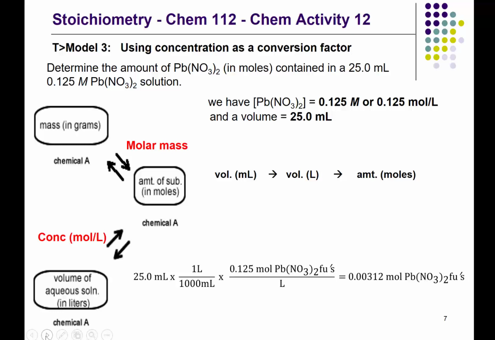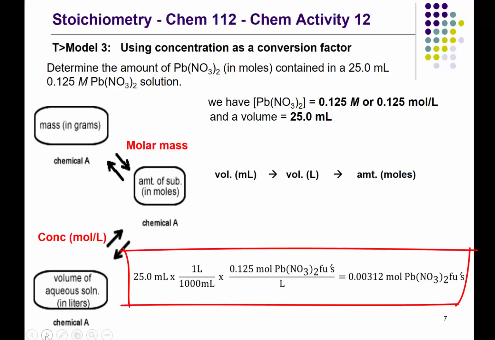So a unit plan might look something like this. Volume in mL, and we're going to convert that to volume in liters, so essentially just divide by 1,000. And then we'll use our concentration to determine the amount in moles. The actual calculation will look something like this. 25 mL divided by 1,000 mL per liter times our concentration, our conversion factor. Now note, I say formula units for lead nitrate because, again, these are not molecules, these are ions. And then, of course, we end up with the amount, 0.0312 moles of lead(II) nitrate.